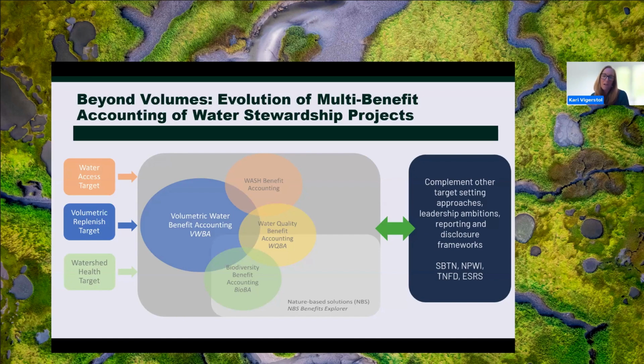And right now, we are nearing our first full draft of our biodiversity benefit accounting work, our BIOBA, which I'm talking to you about here today. And these are, as I mentioned, being produced in alignment with other frameworks and target setting initiatives that are out there in this space.